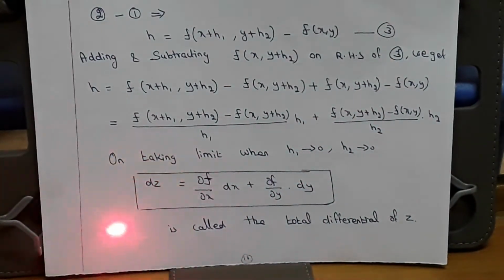So we are getting the equation dz is equal to ∂f/∂x into dx plus ∂f/∂y into dy. This is called the total differential of z.